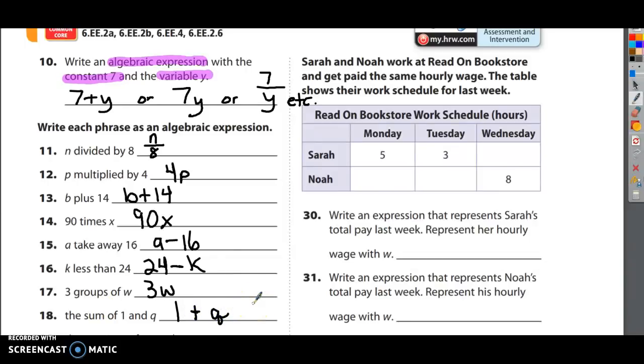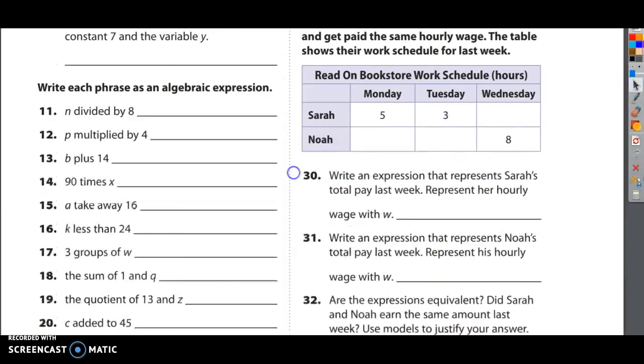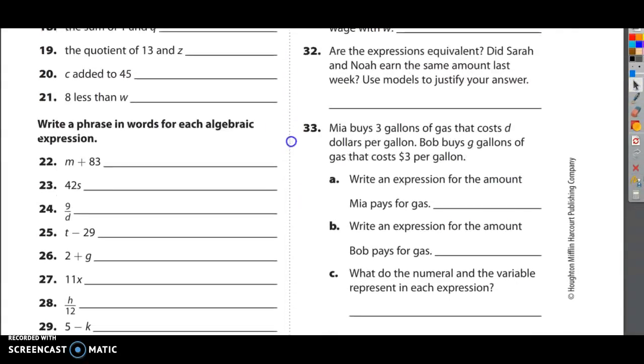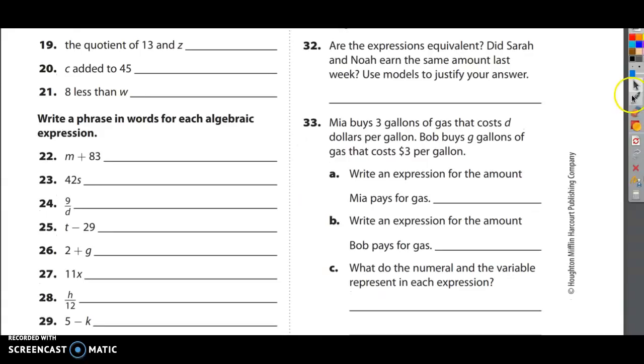All right, I'm going to go ahead and remove these answers, scroll my page up, and continue on number 19. Number 19, the quotient of 13 and z means 13 over z. Number 20, c added to 45. Order doesn't matter. We could write c plus 45 or 45 plus c. Number 21, 8 less than w. W is the greater value. We're going to subtract 8 from it.